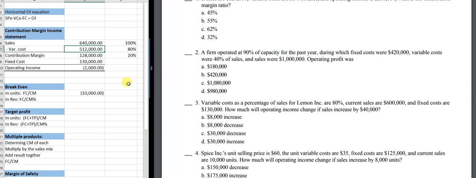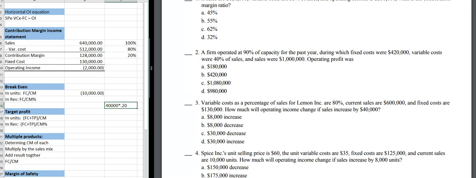Another shortcut that you could do: I know that my contribution margin is 20%, so I could just say I'm going to increase it by $40,000 times 20%, because 20 cents on every dollar contributes towards covering fixed costs. So my bottom line is going to go up by 20% of every sales dollar.